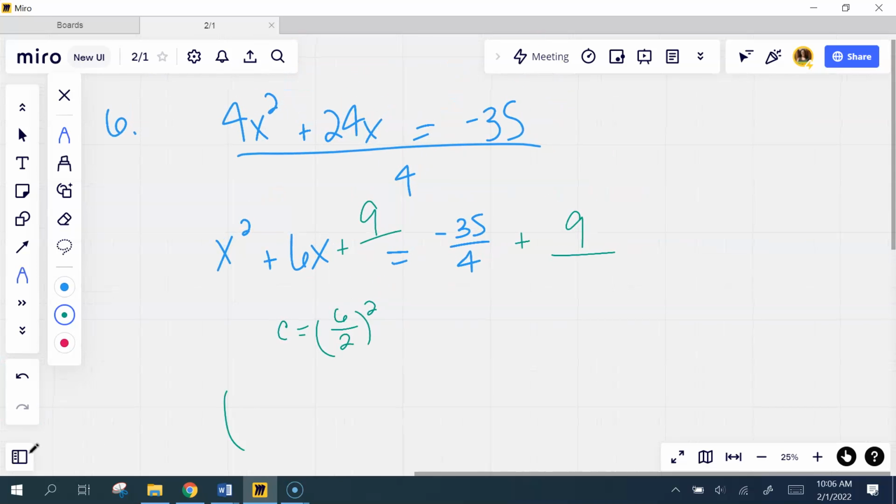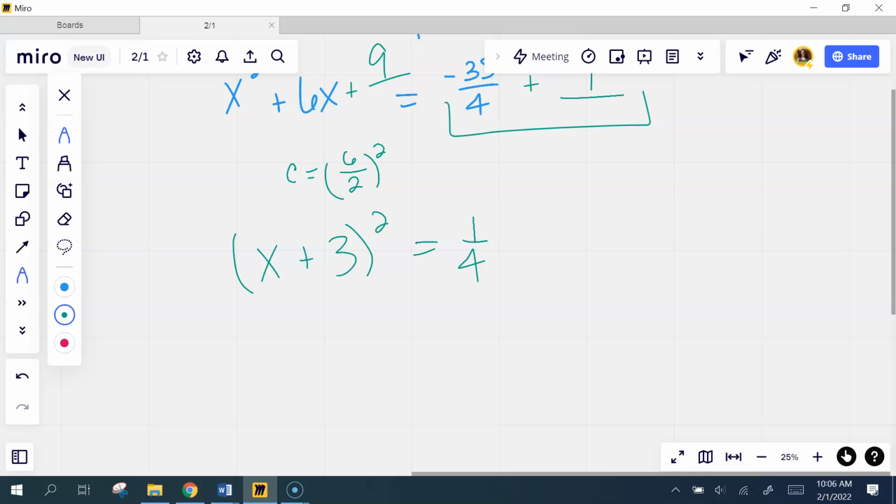So the left side factors as x plus 3 squared. And this is 1/4, positive 1/4. Square root. What's the square root of 1/4? 1/2. That's exactly right. Plus or minus 1/2. Because the square root of 1 is 1. The square root of 4 is 2.